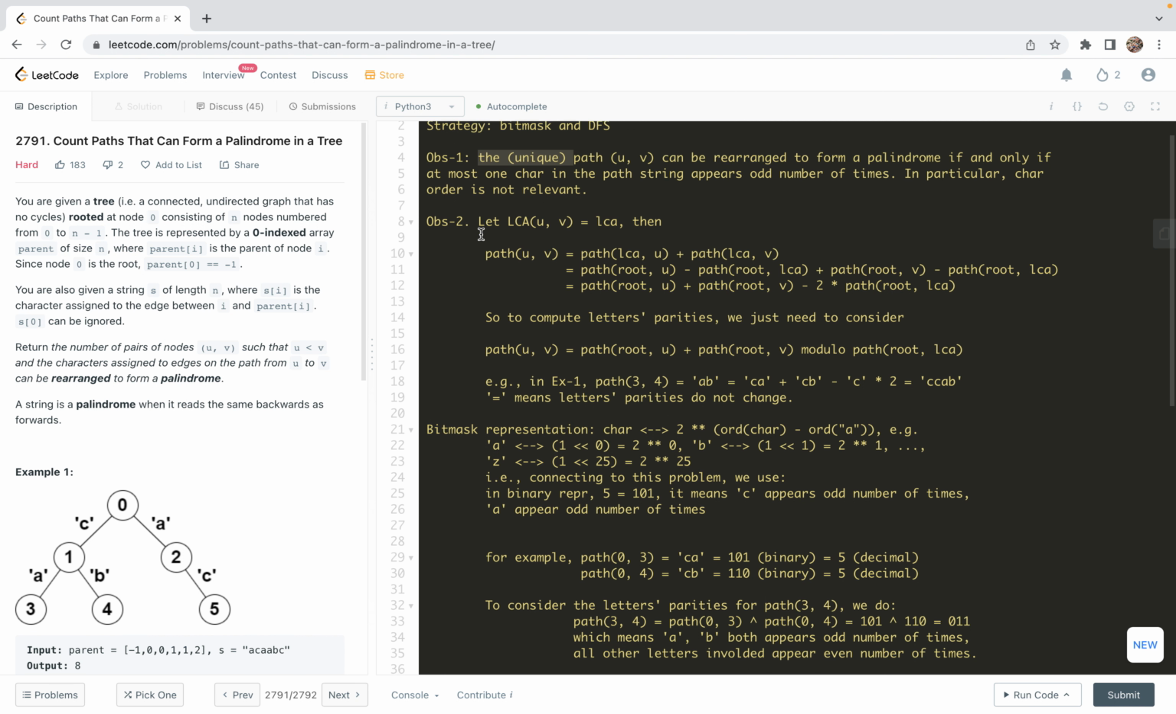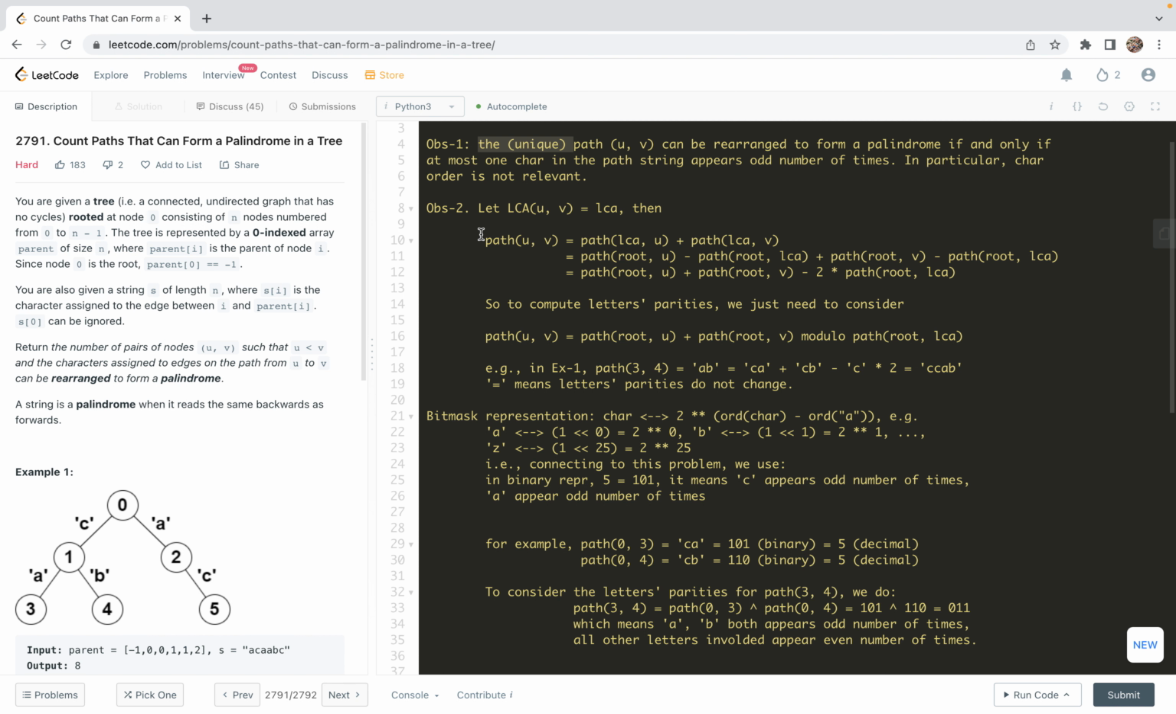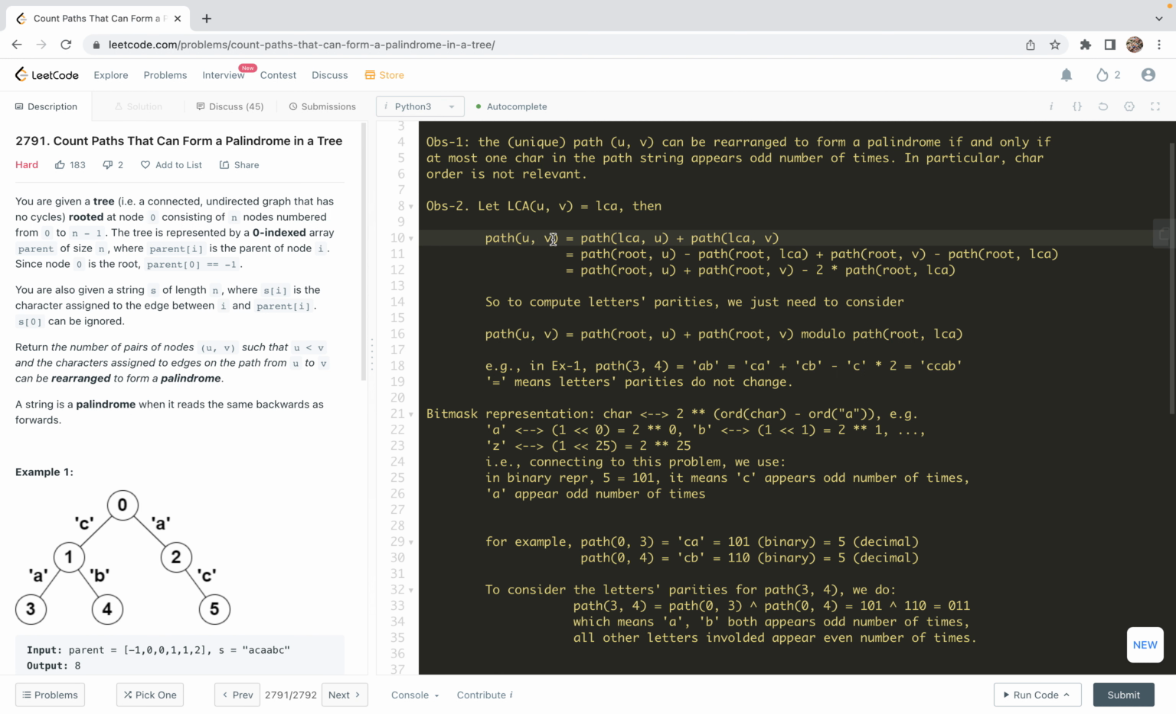The second observation is how we count the parities of the letters in the path. Let's consider the path between u and v. We are going to call the least common ancestor of the two nodes u and v as LCA. For example, for 3 and 4, the LCA will be 1. But for 3 and 2, the LCA will be the root 0, right? So this is a very classic concept.